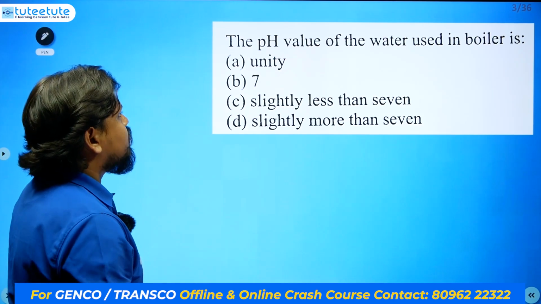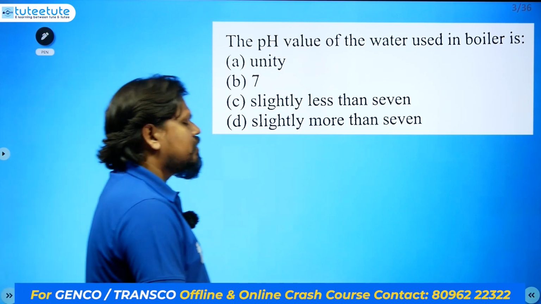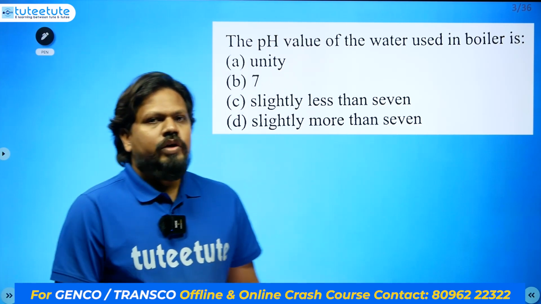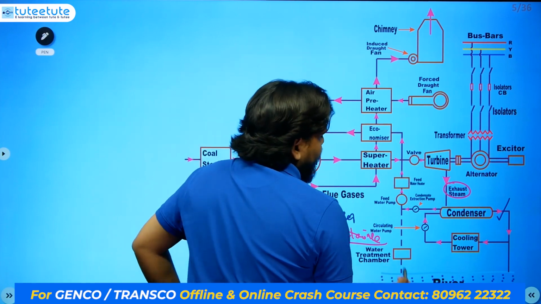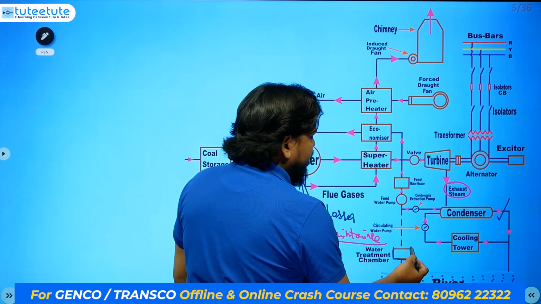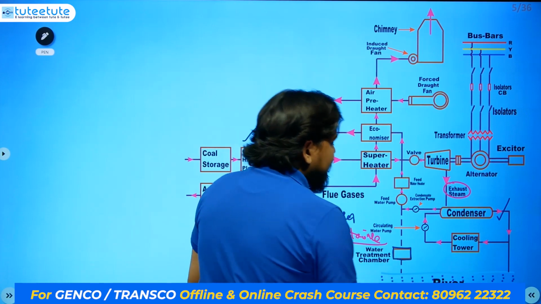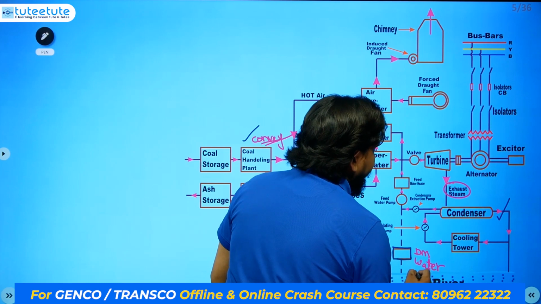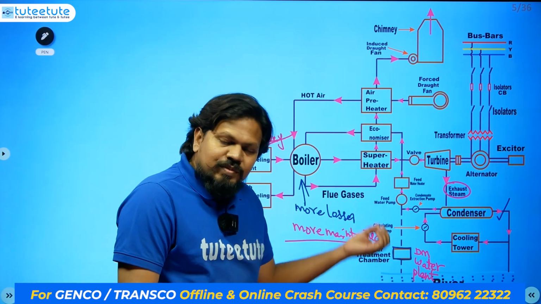Next, the pH value of the water used in the boiler. Here we need to understand, just from the schematic we can get everything. From the river we are taking the water, but before that there is a certain block here. What is this one? Water treatment chamber. What we are doing here is demineralizing the water, so it is a DM water plant. What is this DM water plant? We have to demineralize that water.